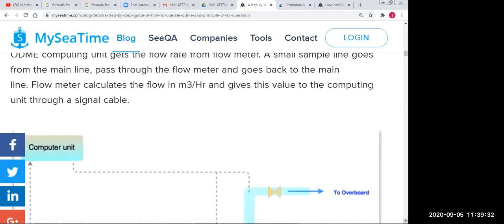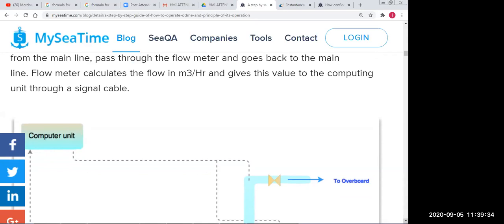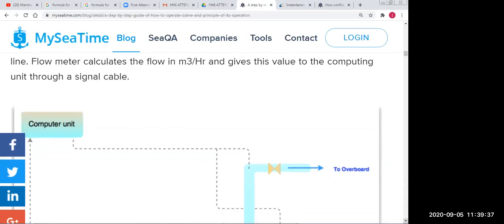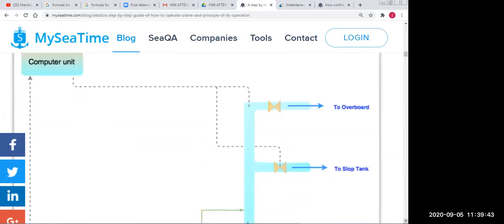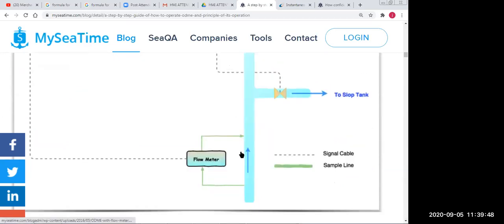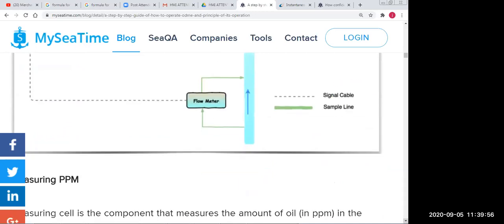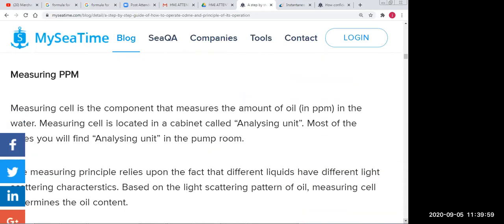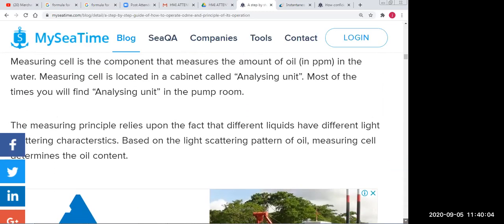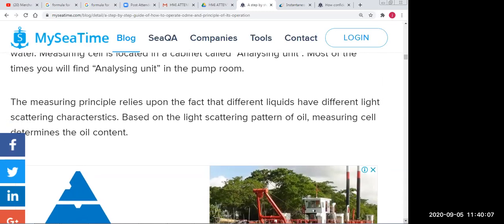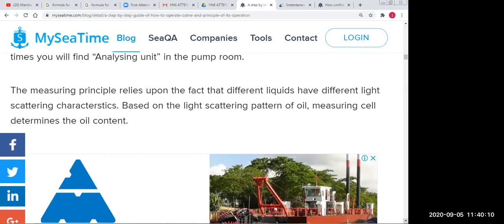So flow rate is calculated from the sample line which goes into the flow meter pump, and then it goes back to the tank or flow line. It calculates in meter cube per hour. This is the flow meter. It is taking the sample from the discharge line and again putting the sample into the line. Then the analyzing unit is measuring the ppm, which is located in the cabinet we saw in the pump room.